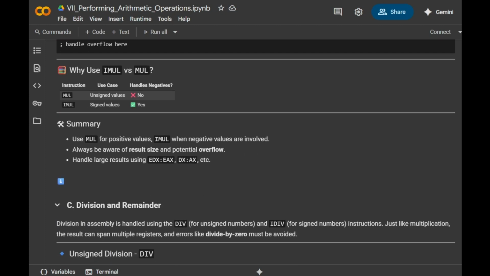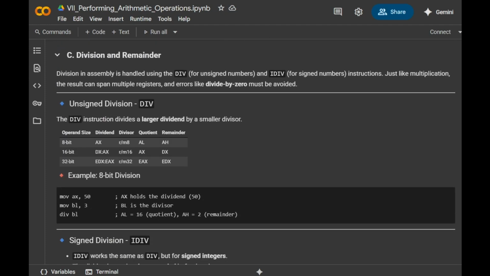Now let's move on to division and the remainder. Division in assembly is handled by the DIV instruction for unsigned numbers, and IDIV for signed numbers. The DIV instruction divides a larger dividend by a smaller divisor. The dividend must be placed in a specific register pair before the operation. Let's look at the table.